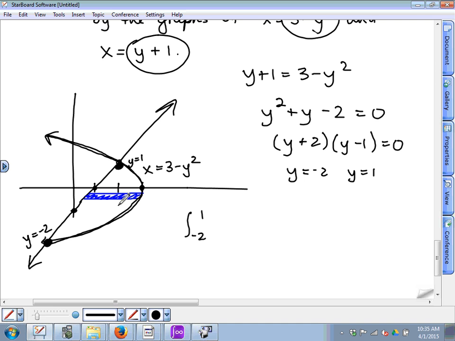He's now, instead of thinking of the above function and the below function, we need to think in terms of right to left. The function furthest to the right would be the above function. So it would be 3 minus y squared. This is the one. You guys follow me? I'm with you. And then we subtract the y plus 1 function because that's the one furthest to the left, dy. And we're integrating with respect to dy.